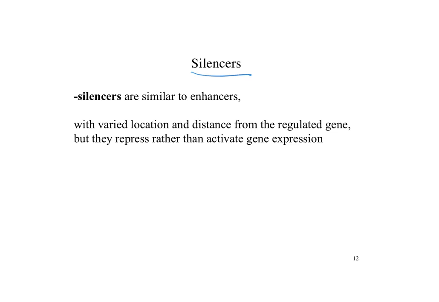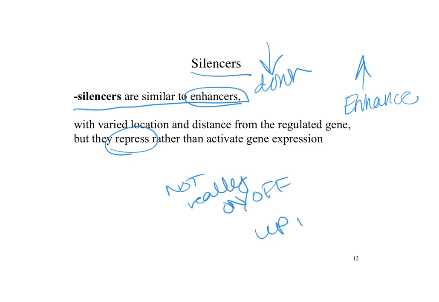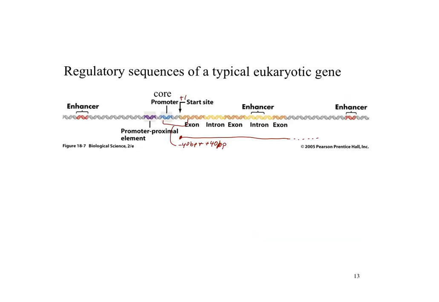Okay, silencer elements are similar to enhancers. They can be anywhere, but they can actually help repress genes. So enhancers enhance, turn it up. Silencers silence or regulate it down. So modulating transcription, not really on, off, but up, down.